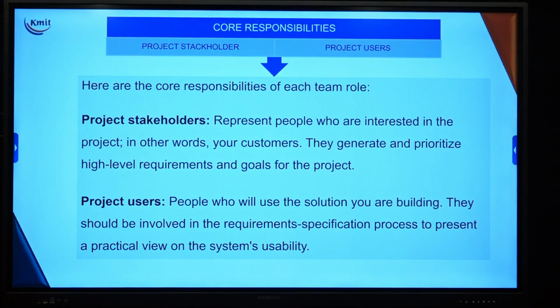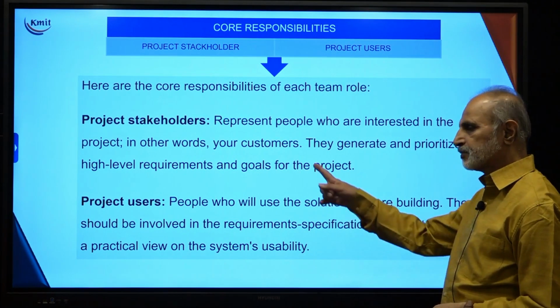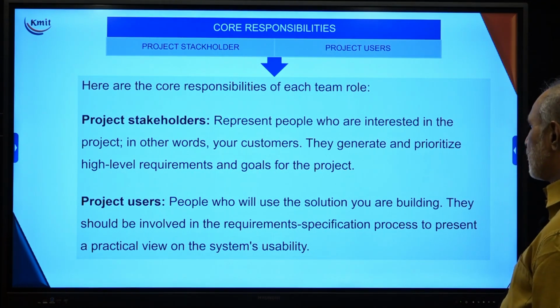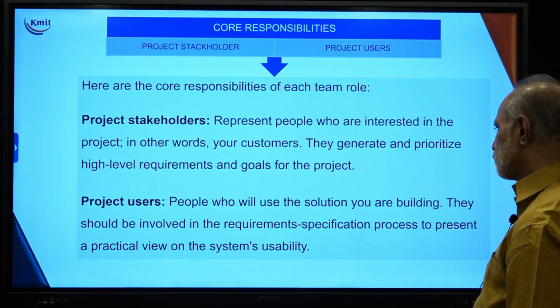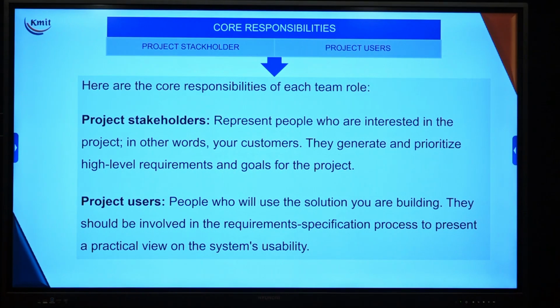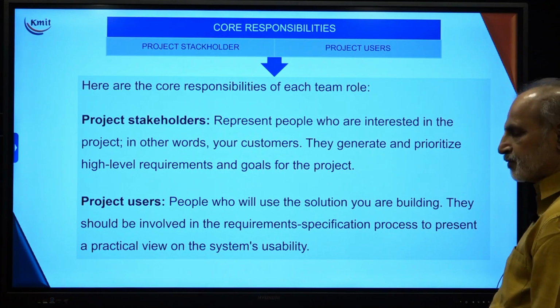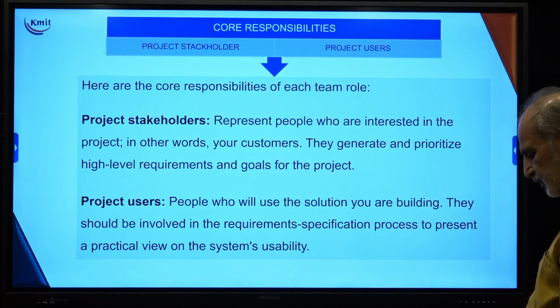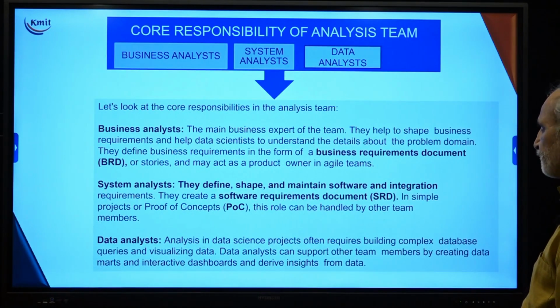Project stakeholders represent people who are interested in the project. In other words, customers. They generate and prioritize high level requirement goals of the project. So this is the first and foremost requirement of my project stakeholder. Next comes the project user, people who will use the solution you are building. They should be involved in the requirement analysis and requirement specification process to present a practical view of the system's ability. So these two are the core responsibility of my entire team or project.